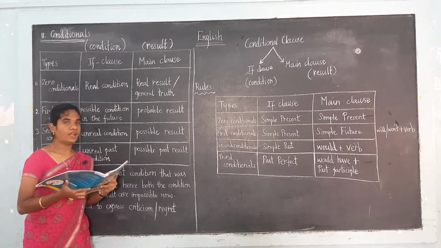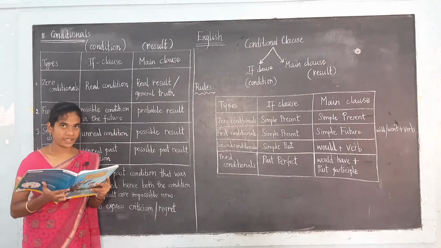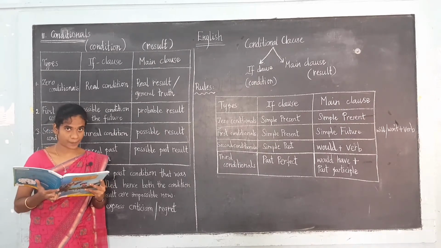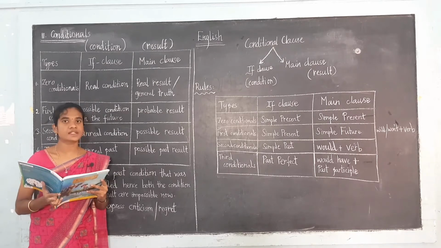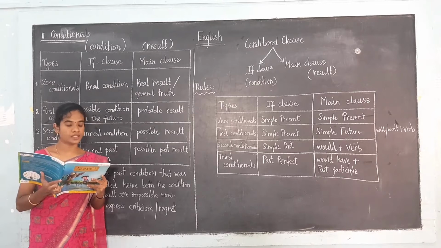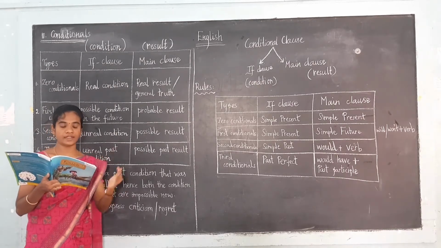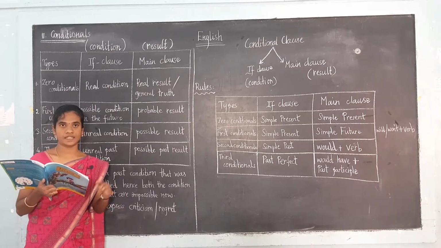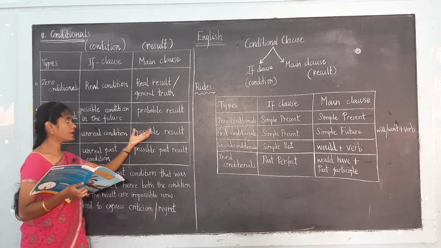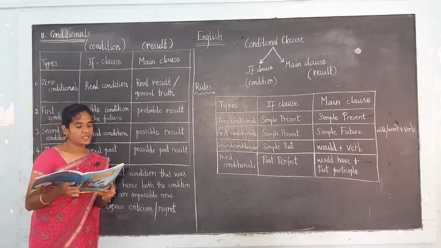Okay. Now I will make it clear with some examples. So now see here, if the company gave discounts, it could earn a lot more. If the company gave the discount, it could earn a little more. It is an unreal situation. For the unreal condition, they are giving the possible result of that. Okay. See the next one.